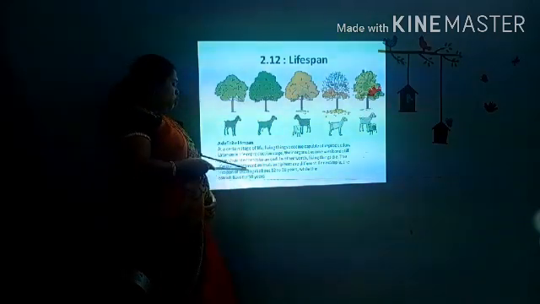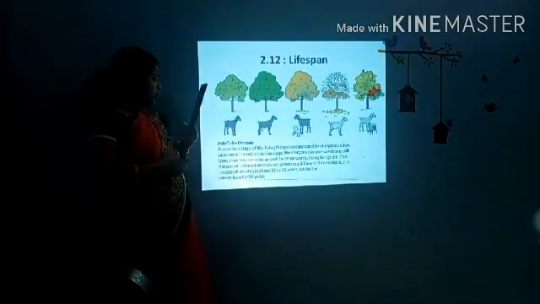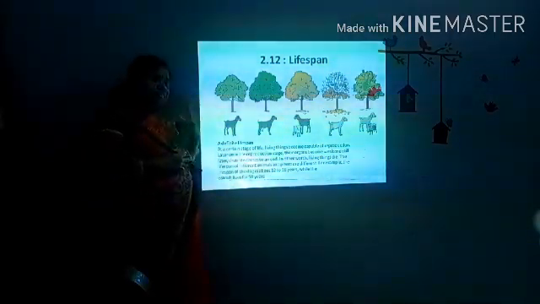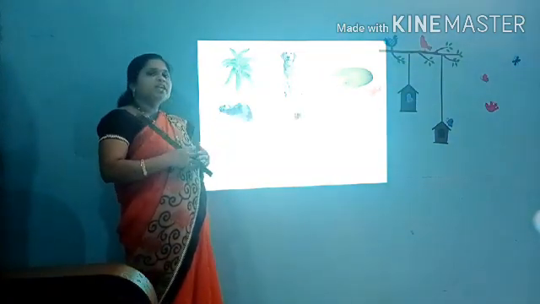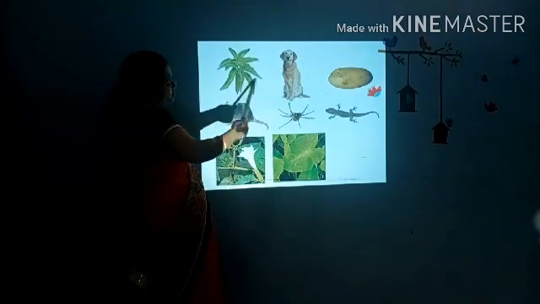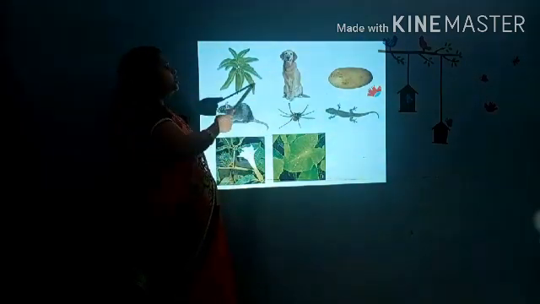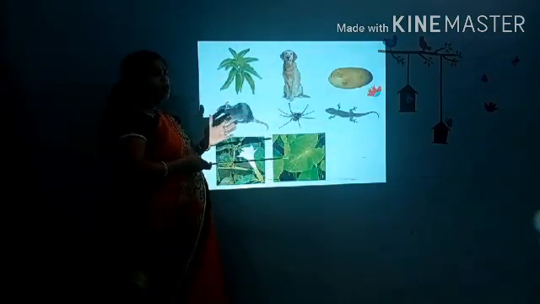A dog has a lifespan of about 12 to 18 years, an ostrich lives for 50 years, a butterfly lives for 14 days, and an elephant lives for how many years? 70 to 90 years. Like this, there is a definite lifespan. Now you can see this picture. In this picture you can see different living things: mango tree, dog, potato, rat.